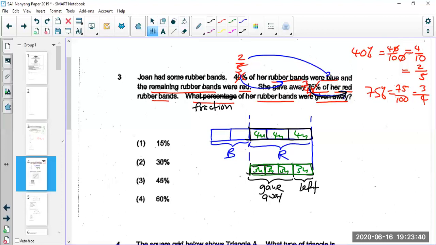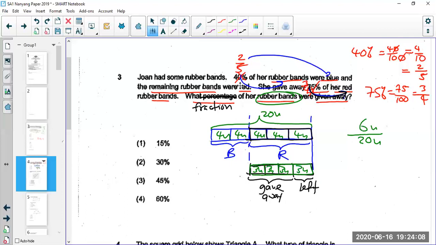And then do the same for the blue, right? Do the same for the other boxes. So every box you must cut into 4 units. Okay, now can we get the fraction of the rubber bands that were given away? How many units are all the rubber bands, which is 20 units, right?